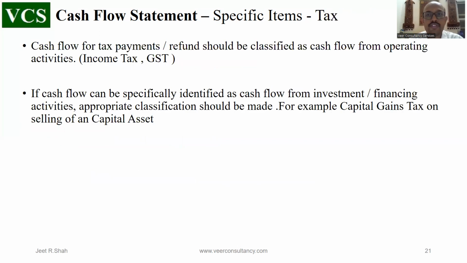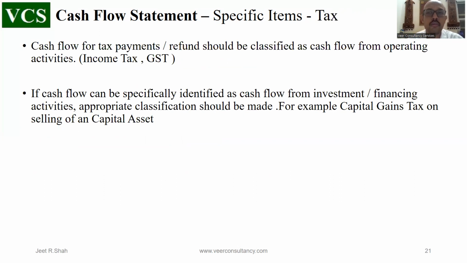Then we have specific items: tax. Cash flow from tax payments or refunds should be classified as cash flow from operations. It can be income tax or GST. However, if the cash flow can be specifically identified as a cash flow from investing or financing activities, appropriate classification should be made. For example, suppose you are paying capital gains tax on the sale of an Apple asset.